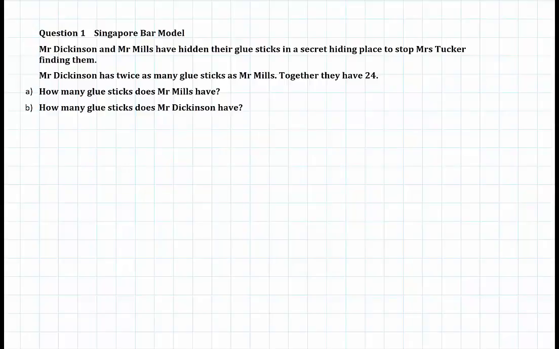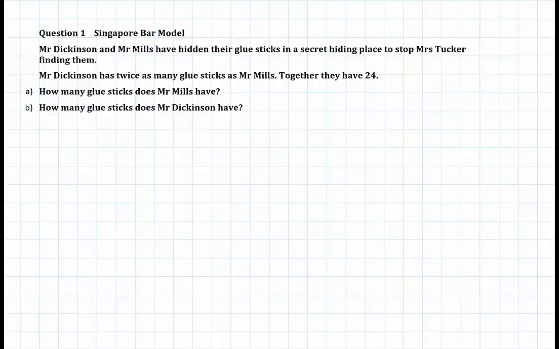The first thing we need to do is to look for the person with the least amount of glue sticks. So let's just refer back to the question. Mr. Dickinson has twice as many glue sticks as Mr. Mills. So Mr. Mills has the smallest amount or the least amount, and together they have 24.